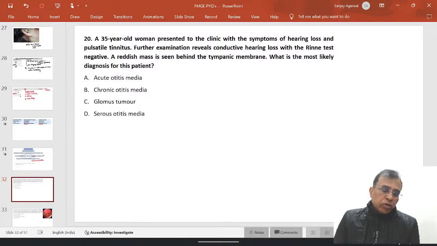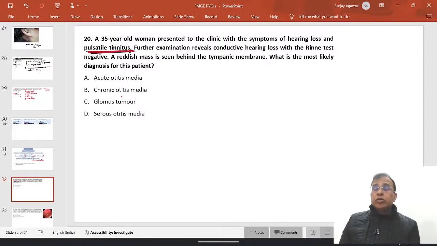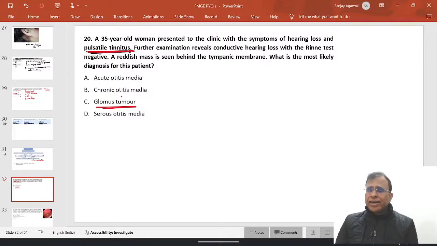A 35-year-old woman presented to the clinic with symptoms of hearing loss and pulsatile tinnitus. Now, if you hear pulsatile tinnitus, straightaway there is one popular disease that causes it. This is not the only disease that causes pulsatile tinnitus, but the most popular is glomus tumor. So if I read this one line, I know that it must be glomus tumor. But read the rest of the question.